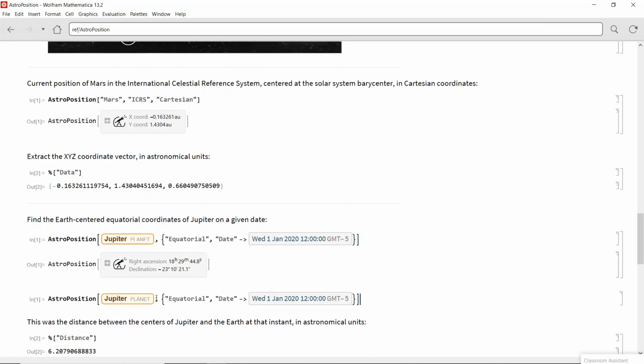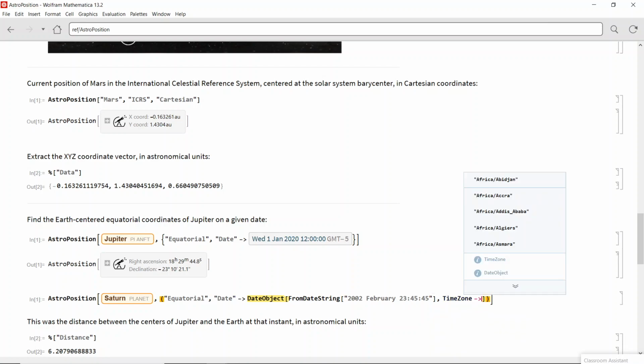I'm interested in the position of Saturn on this date. Let me do Date. DateObject from date string, 2002 February 23:45:45, time zone Huntington, West Virginia.